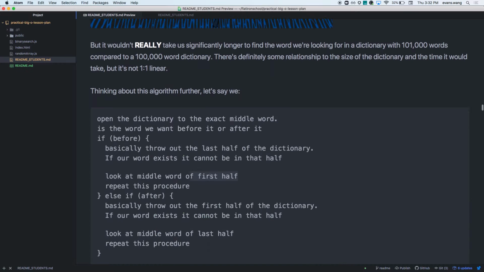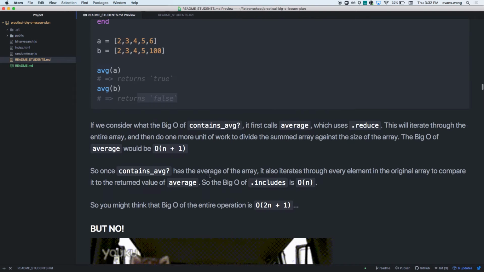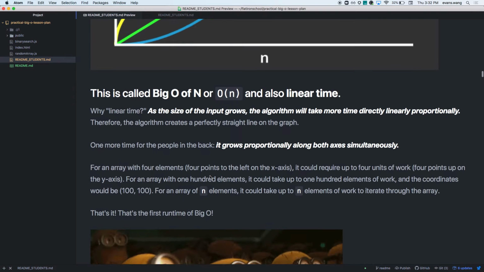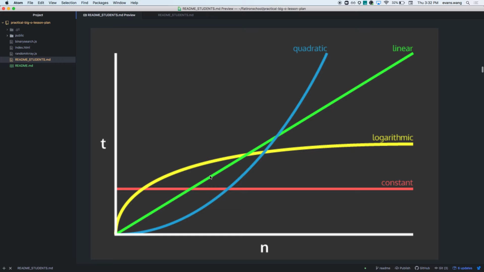So if we go back, boop, boop, boop. I've actually put this in multiple places in the README, but for whatever reason, the preview only loads it once. So this chart is where I want it, but it doesn't want to render. And that's a markdown preview.